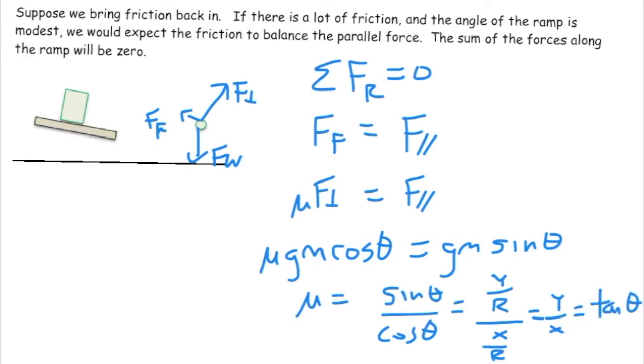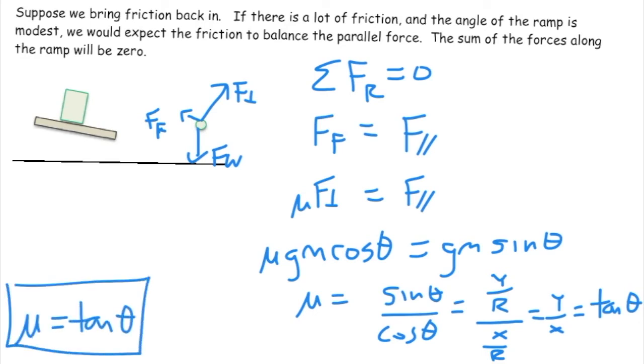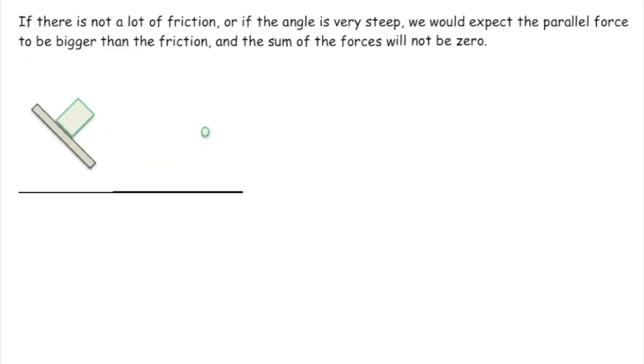This is saying that if I have a block on a ramp that is in equilibrium due to the friction canceling the parallel force, then the coefficient of friction is simply the tangent of the angle. Pretty cool. If there is not a lot of friction, or if the angle is very steep, we would expect the parallel force to be bigger than the friction, and the sum of the forces will not be 0.